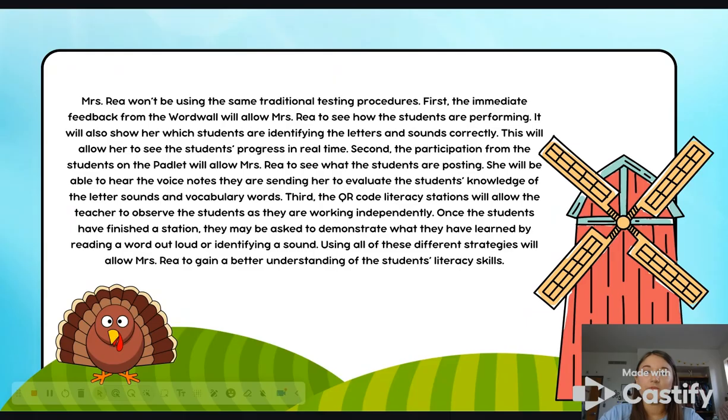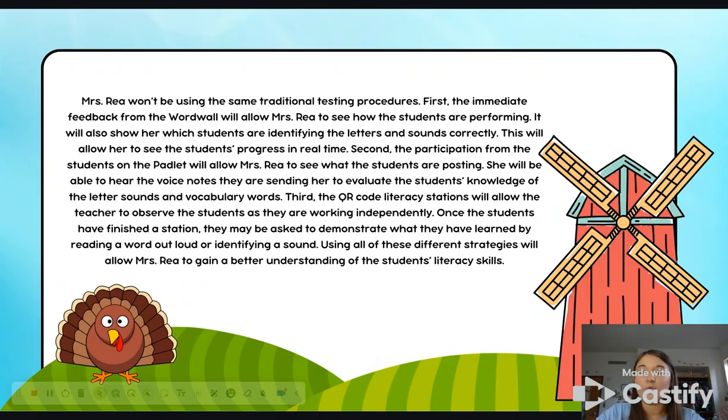Second, the participation from students on the Padlet will also allow Ms. Ray to see what the students are posting. She will be able to hear the voice notes that they're sending to evaluate the students' knowledge of the letter sounds and vocabulary words. And thirdly, the QR code literacy stations will allow the teacher to observe how they are working independently. Once the students have finished the station, they may be able to demonstrate what they have learned by reading a word aloud or identifying a sound. They will also have a worksheet on one of those, so you can use that as an assessment as well.